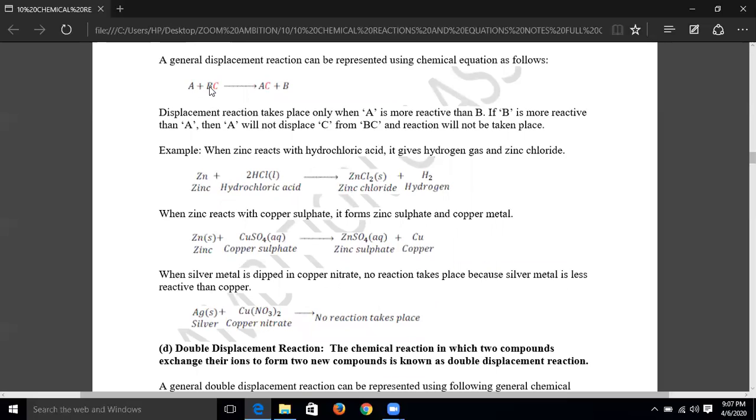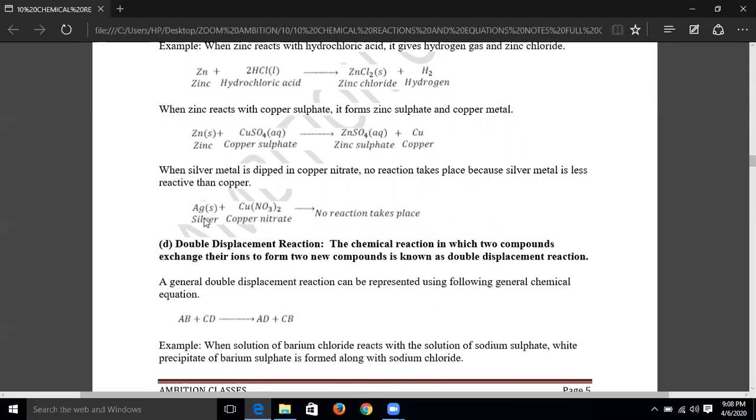Here, A displaces B from BC. So this is displacement reaction. For this, A should be more reactive than B. Here, zinc displaces H. Zinc displaces copper, as zinc is more reactive than hydrogen and copper. So these are displacement reactions. Here silver can't displace copper, as copper is more reactive than silver. So there is no reaction.